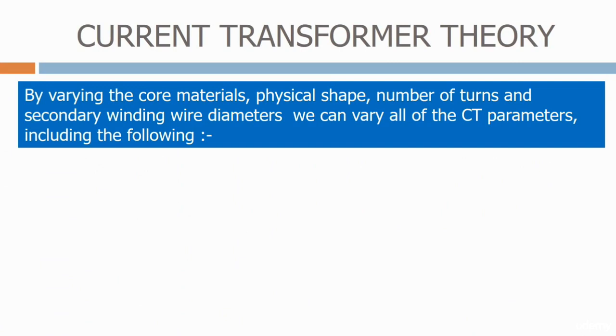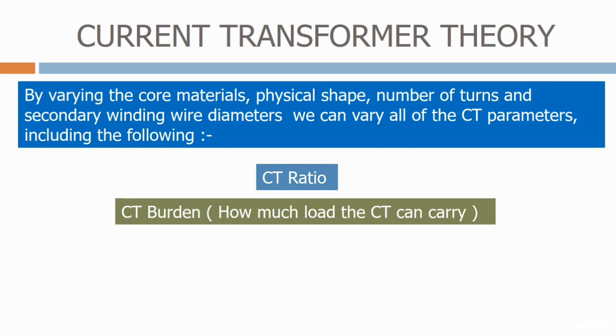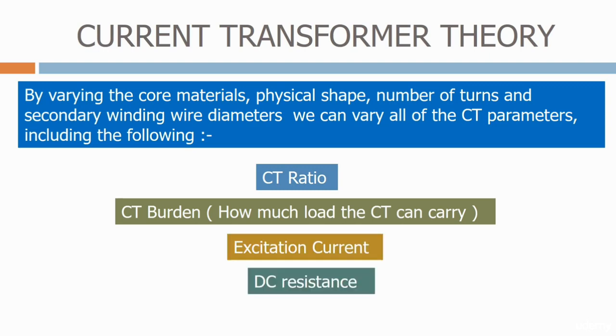By varying the core materials, physical shape, number of turns, and secondary wiring wire diameters, we can vary all of the CT parameters, including the following: the CT ratio, the CT burden, how much load the CT can carry, the excitation current, the DC resistance, and finally, the knee point voltage.